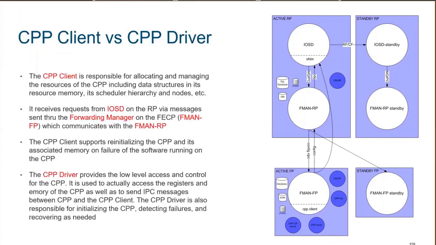We have the CPP client and CPP hardware. The CPP client is basically responsible for allocating resources. CPP is basically the QFP, or the forwarding plane. So the CPP client is responsible for allocating and managing resources in the data plane. The CPP driver provides the low-level access and control for the CPP. It provides different functionalities like detecting failures and recovering as needed, so those are handled by the CPP driver.